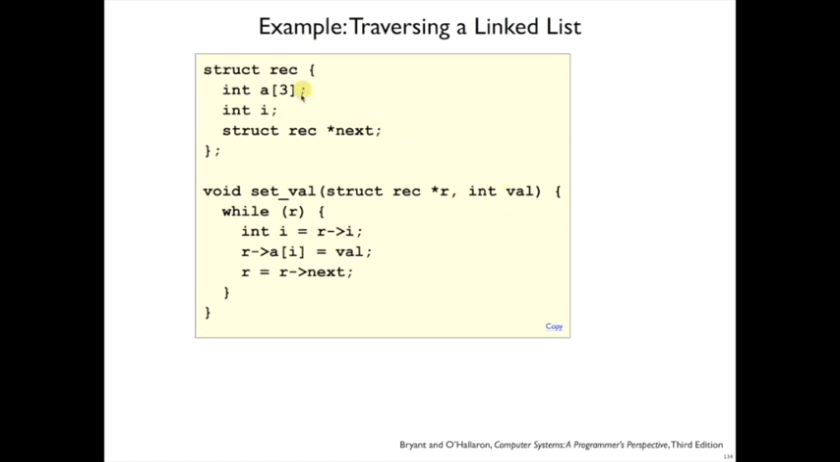If you think about the layout of this record in memory, it's going to have room for the array a, that's 3 integers or 12 bytes. It's going to have 4 bytes for i, and then it's going to have the last 8 bytes for next. That'll make it 24 bytes, and everything is aligned, as it turns out, without any padding.